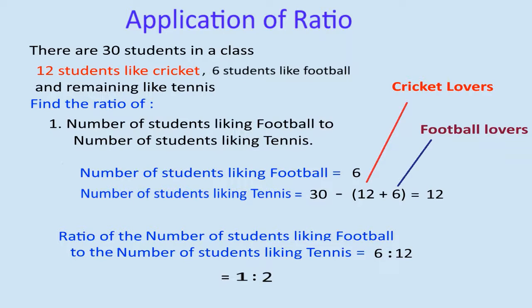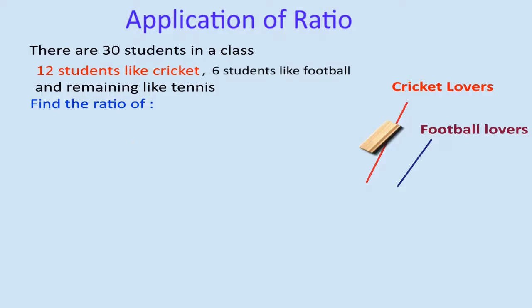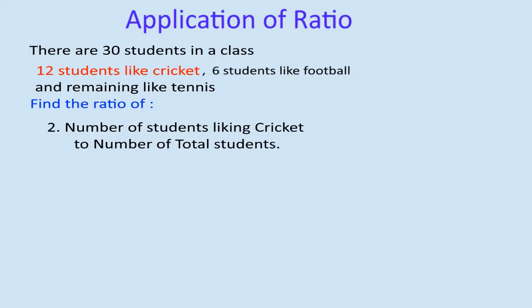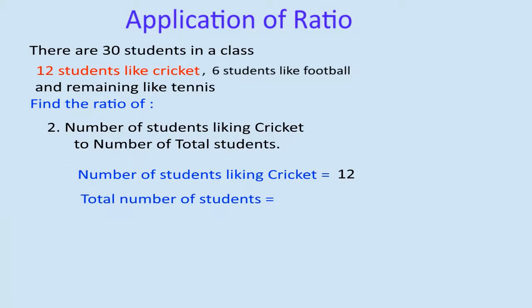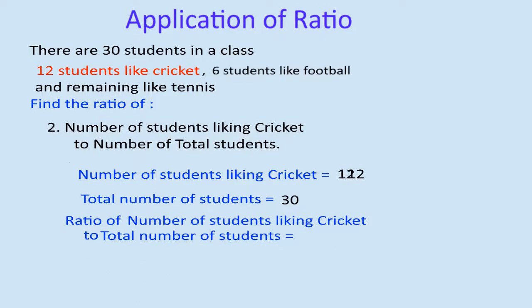Now we can solve the second question. Number of students liking cricket to total number of students. Number of students liking cricket equals 12 and total number of students equals 30, so the ratio can be written as 12:30. This can be written in fraction form as 12/30. Remember, the ratio must be written in its simplest form.